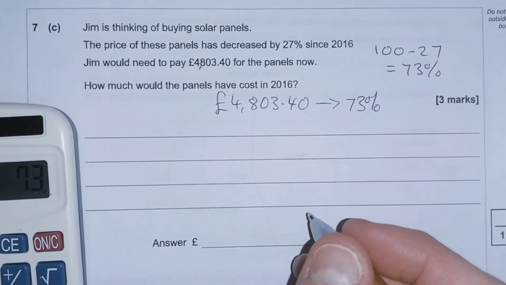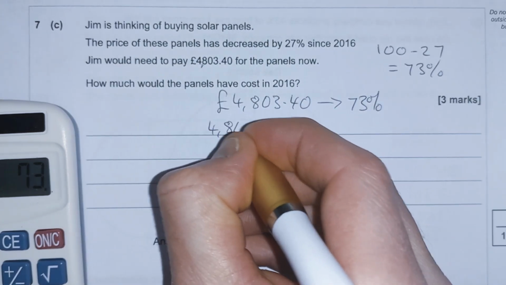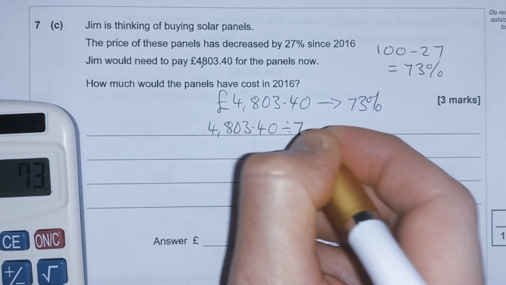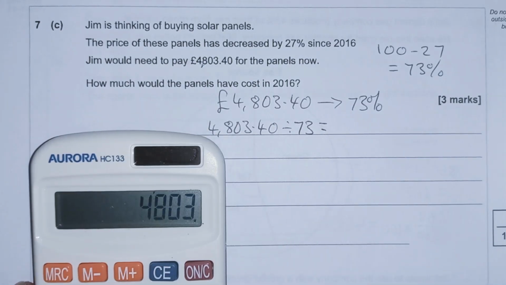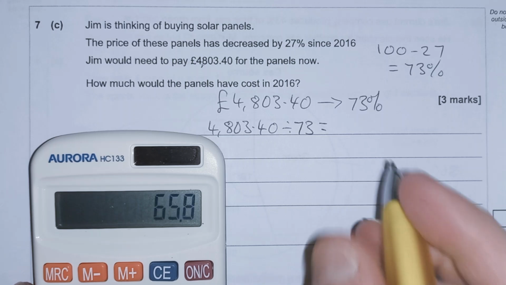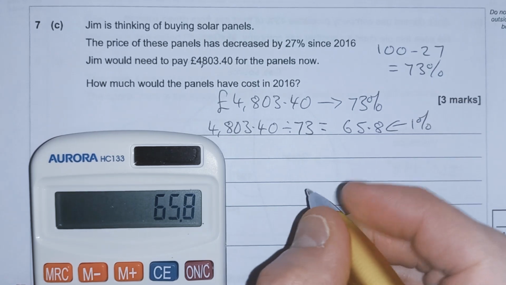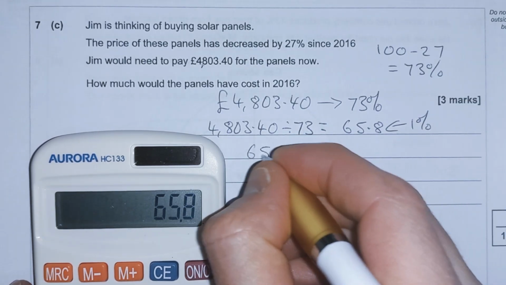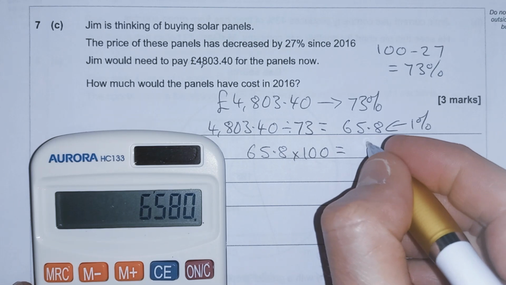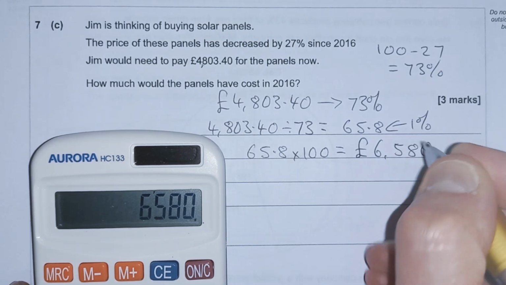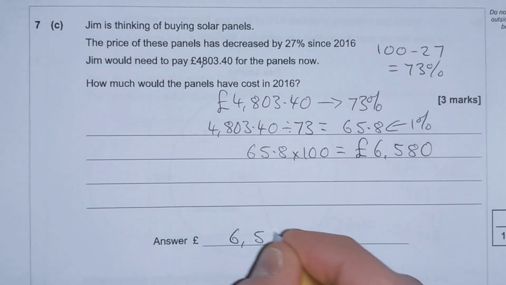So if we want to get back to 100, let's work out what 1% would be first of all. So let's do £4,803.40, divide it by 73. It's going to tell us what 1% is. So 4803.40 divided by 73, 65.8. So that's for 1%. So if we want 100%, we want 65.8 times 100. And we get £6,580, which we can put down there.